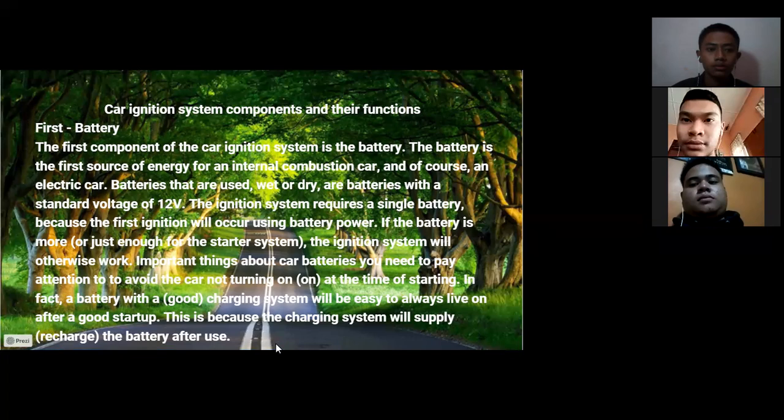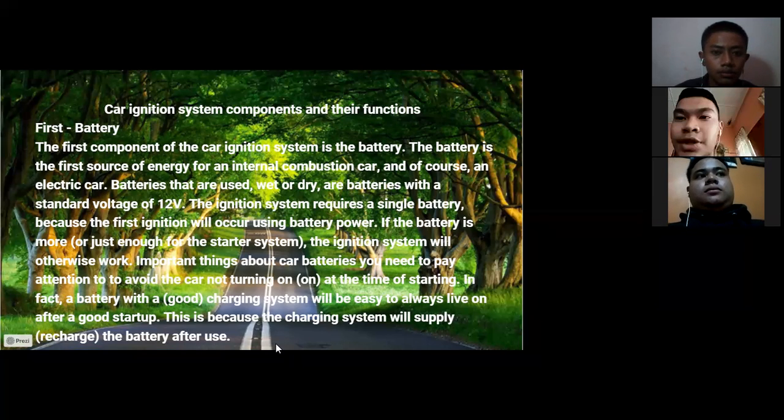Core ignition system components and their function. First, a battery. The first component in a car ignition system is a battery. The battery is the first source of energy in an internal combustion car, and of course, an electric car. The batteries used are dry batteries with a standard voltage of 12 volts. The ignition system requires a battery because the first ignition will occur using battery power.